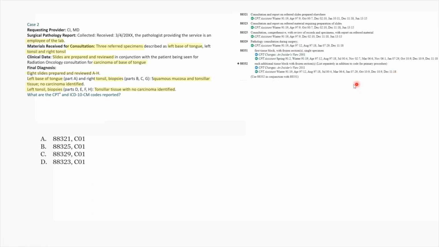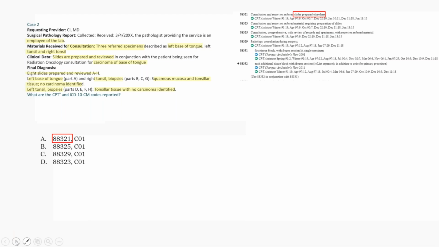And let's see how we arrive at the answer. These are our code options. Let's look into the first one, 88321. Let's see what they're coding for.